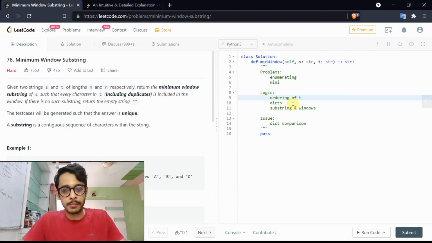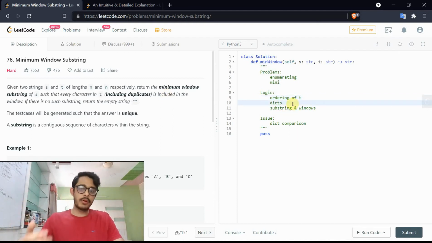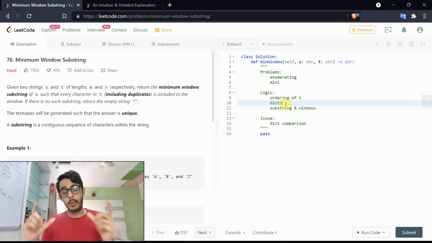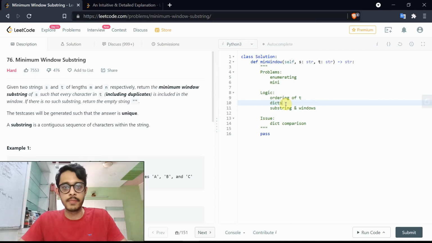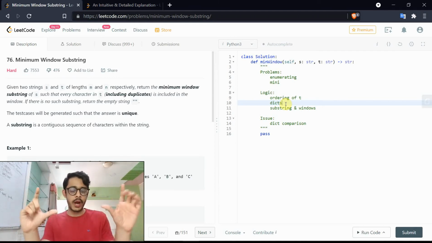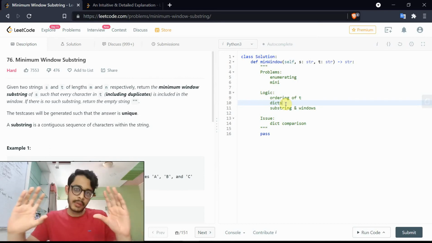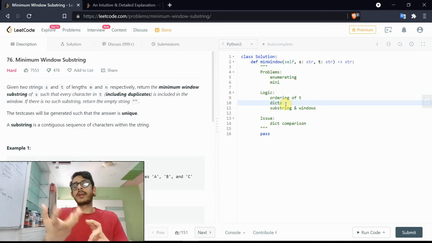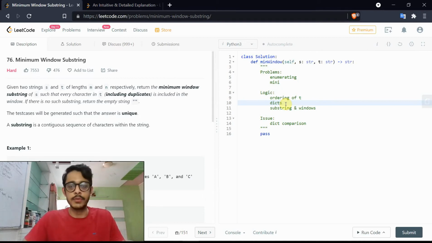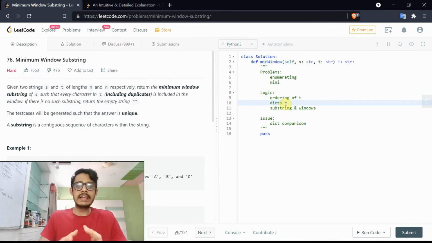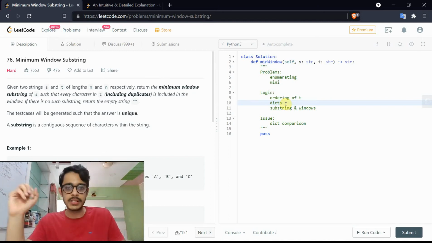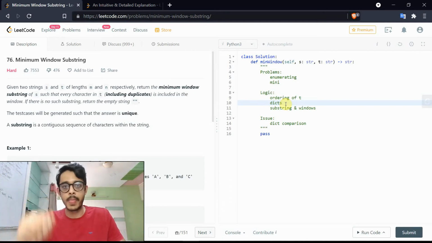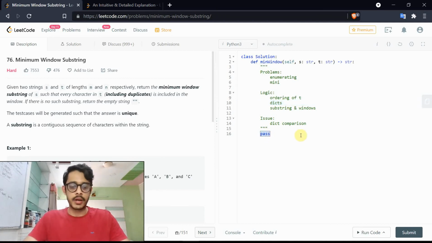This brings me to the second point. Since we are talking already about T in terms of a dictionary, let's also look at windows or strings in terms of dictionaries. At any given point of time, we'll have this window and we won't look at the window anymore, but we'll look at the dictionary that the window has. The dictionary of whatever characters it has and their values. This will help us easily compare with the values in the dictionary of T. We'll actually do that right now.